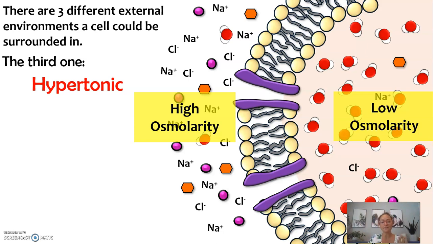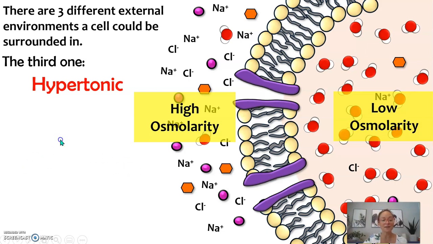Now, sometimes instead of saying high solutes, you can also phrase it as a high osmolarity. So inside the cell here would have a low osmolarity. Now, water is going to flow from low osmolarity to high osmolarity. Or water is going to flow from a high water potential to a low water potential, or from a high water concentration to a low water concentration. There's a couple different ways to phrase this movement of water.